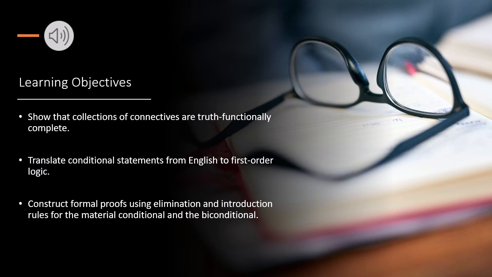We'll talk a little bit about translating conditional statements from English to first-order logic. And a conditional statement is an if-then statement. But in the English language, we have a lot of different ways of saying if-then, and so we'll be discussing a few of those. And then finally, probably the most important part of this module and this particular set of learning objectives is being able to construct formal proofs using the elimination and introduction rules for the conditional. And we'll not only introduce a connective for the conditional, but also for the biconditional as well.